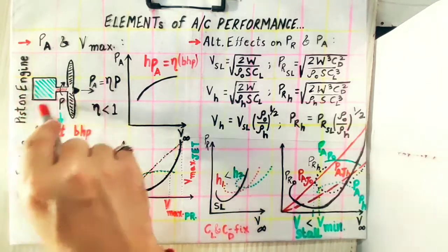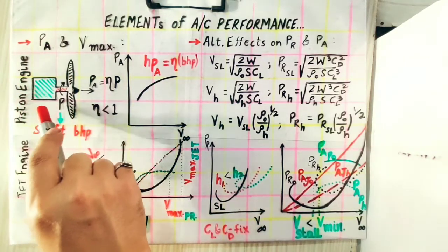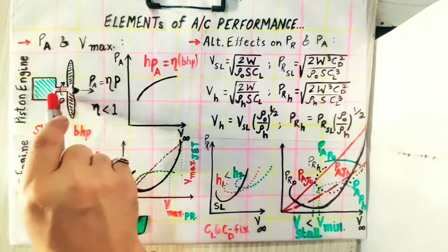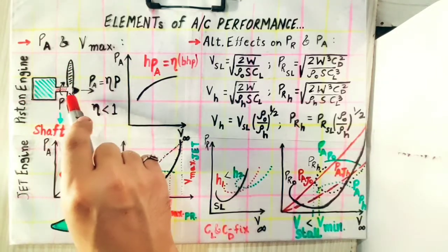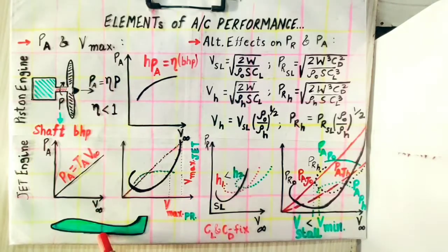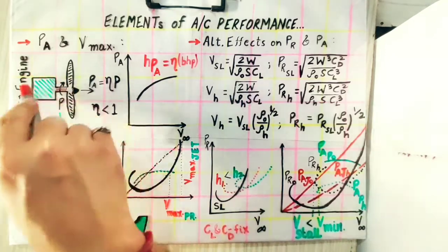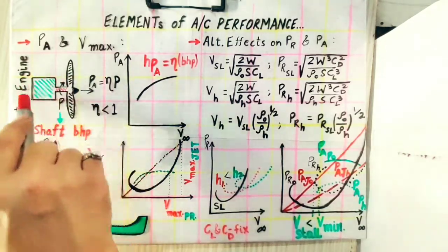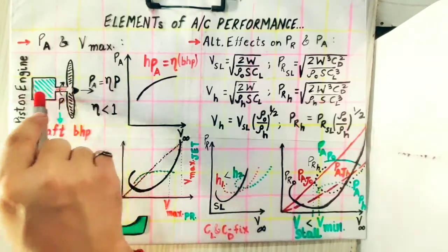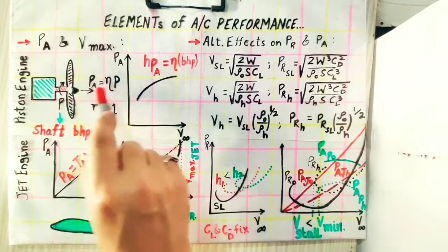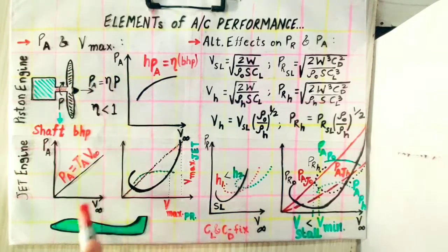In a piston engine, the power is transmitted from the piston to the crankshaft, and through the crankshaft it is transmitted to the propeller, and depending upon the efficiency of the propeller, it makes the power available to the aircraft. The power generated by the reciprocating engine is known as shaft brake horsepower, because this power generated in the engine is transmitted through the shaft to the propeller, and depending upon the efficiency of the propeller, the power will be available for the aircraft to fly.